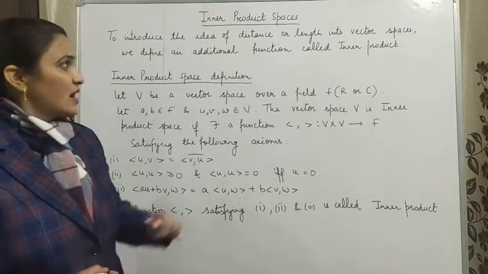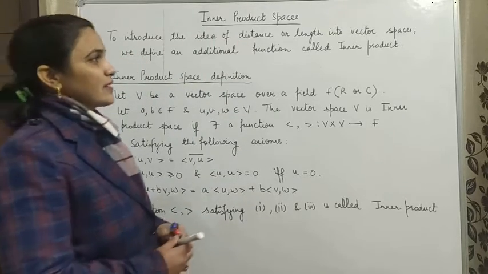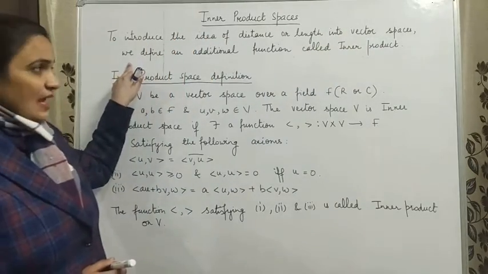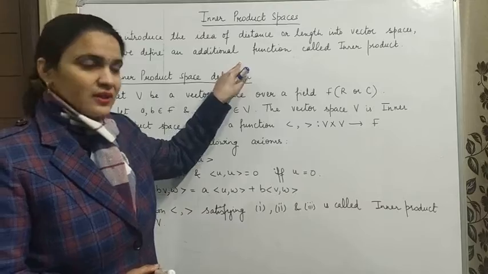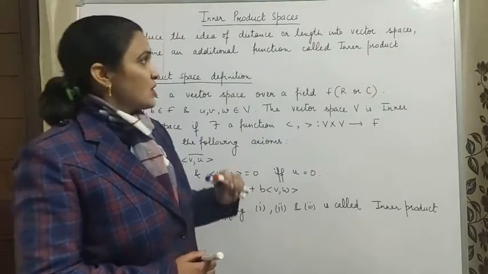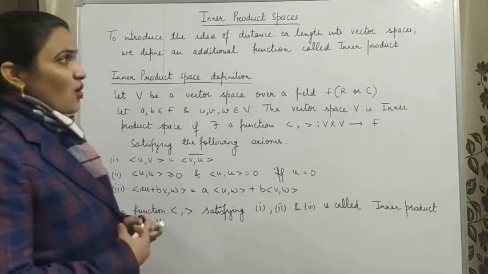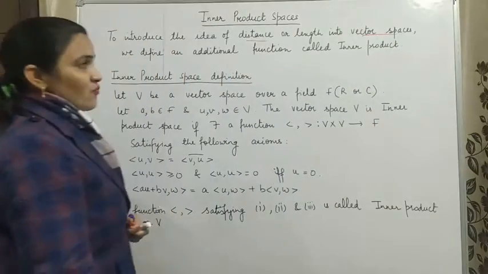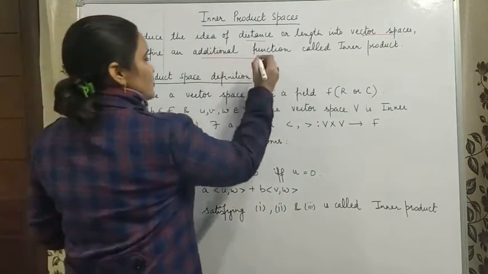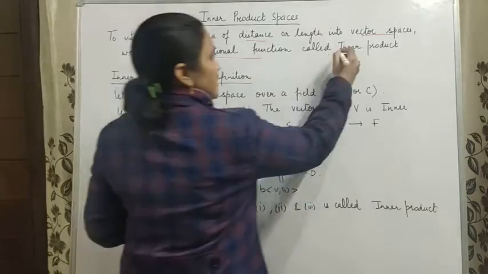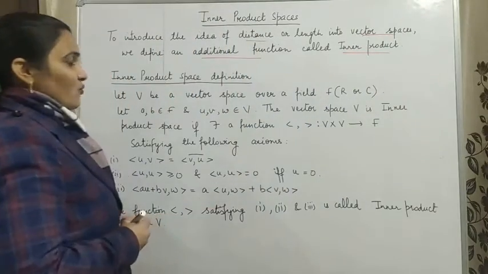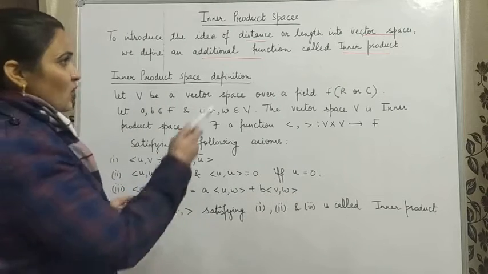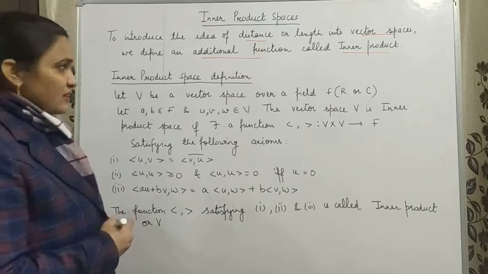To introduce the idea of distance or length into our vector spaces, we define an additional function which is called inner product. Clear? So हमें distance और length का जो concept vector spaces में introduce करना था, वो हमने एक additional function से introduce किया, which we called as inner product. Now, which function? Definition of that function, किस type का वो function जिसको हमने इसमें introduce किया vector spaces में.